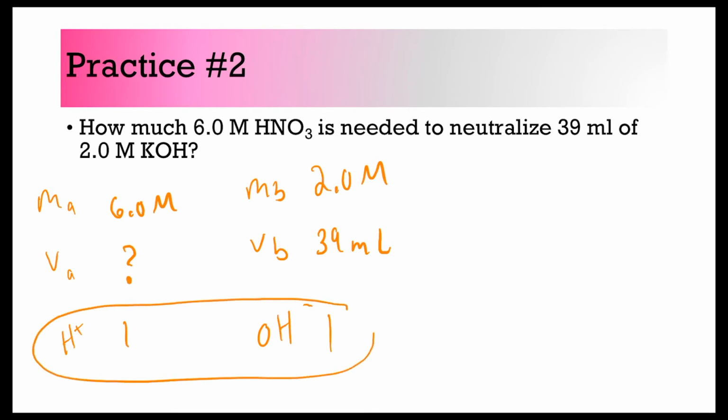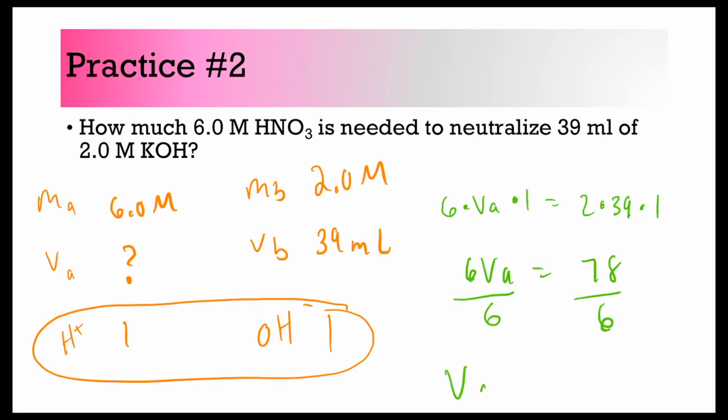So if the two things are both 1, you can just kind of ignore it and not put it in your final equation. But if you want to, it doesn't hurt. So if we plug stuff in, we get 6 times Va times 1 equals 2 times 39 times 1. We multiply, we get 6 Va equals 78. In order to get Va by itself, divide both sides by 6. So the volume of your acid is 13 milliliters.